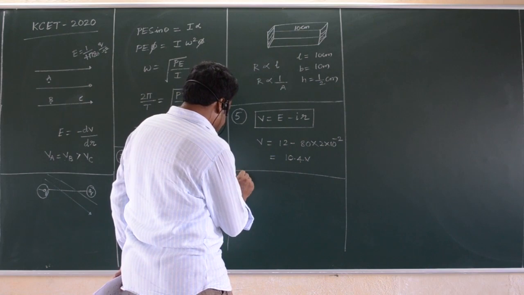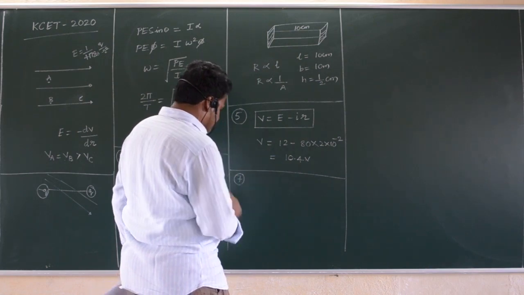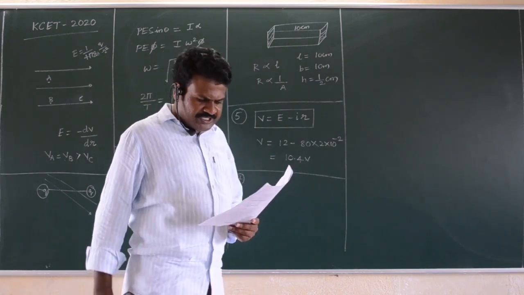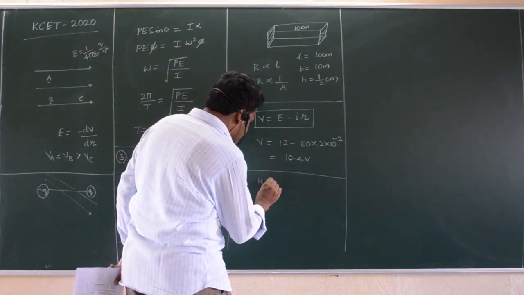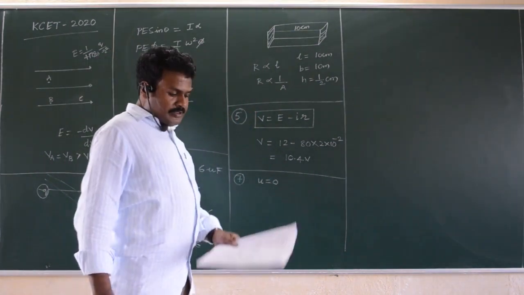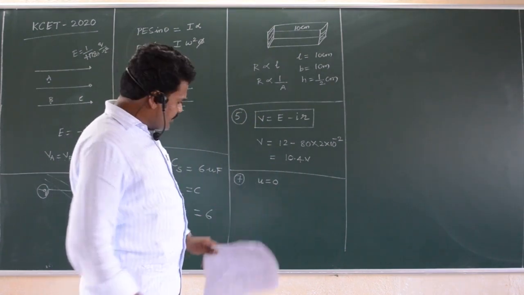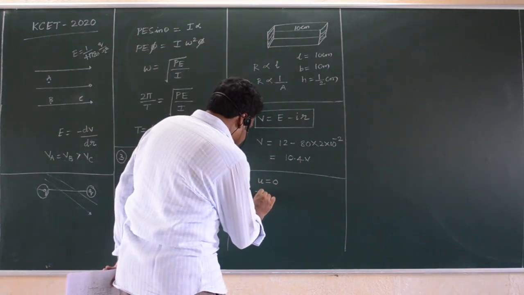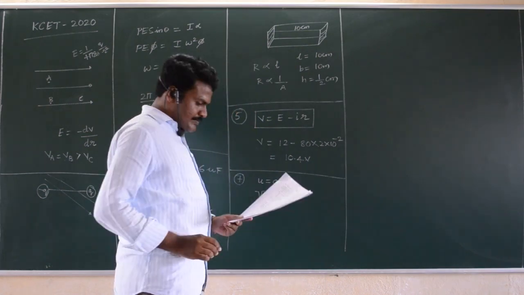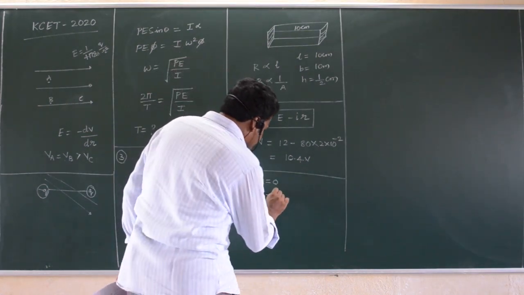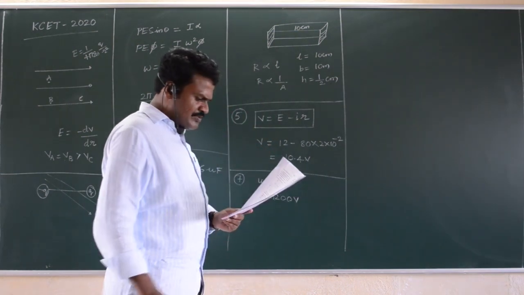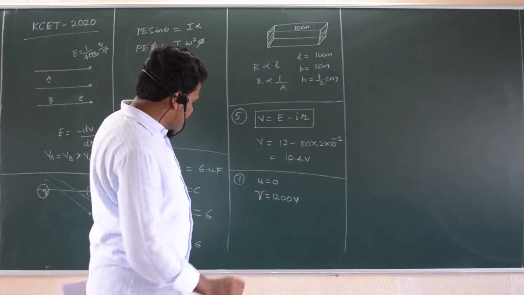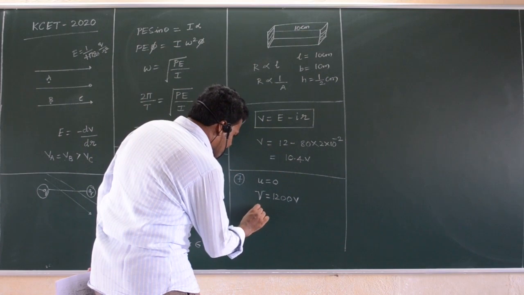Next question. A hot filament liberates an electron with 0 initial velocity, and the anode potential difference is given as 1200 volts. Then what is the speed of the electron? Here you can apply the work energy theorem.